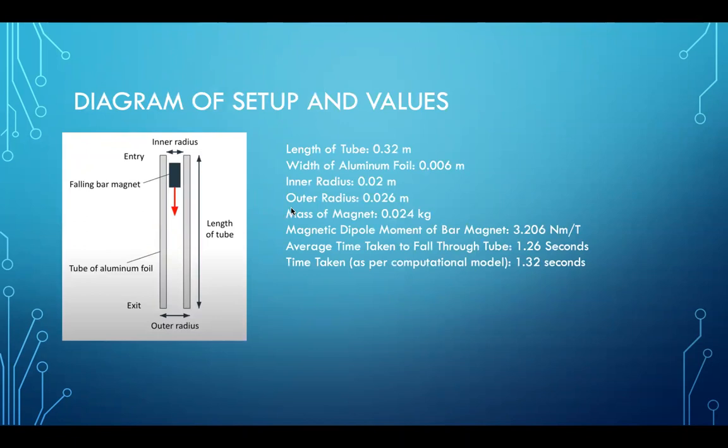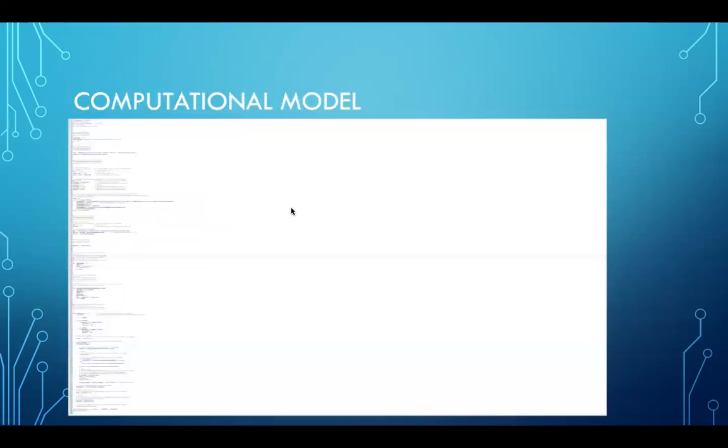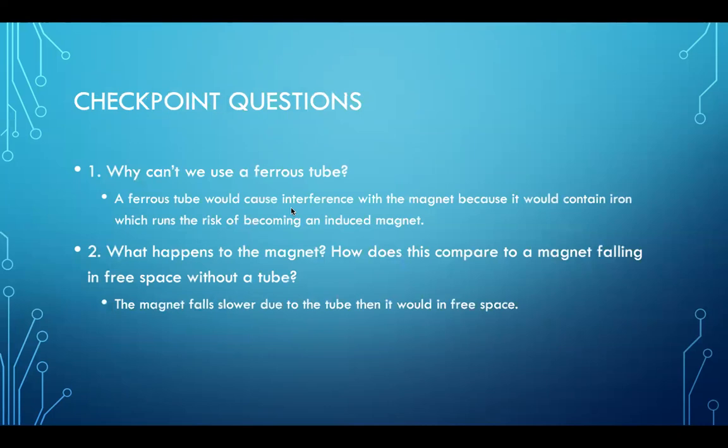We have a tube length of 0.32 meters, a width of aluminum foil of 0.006 meters, an inner radius of 0.02 meters, an outer radius of 0.026 meters. The magnet weighs 0.024 kilograms. The magnetic dipole moment is 3.206 newton meters per T. The average time taken to fall through the tube is 1.26 seconds, and the time taken per the computational model is 1.32 seconds. Here's the computational model, and here are the checkpoint questions.